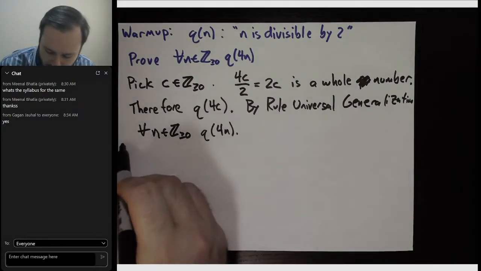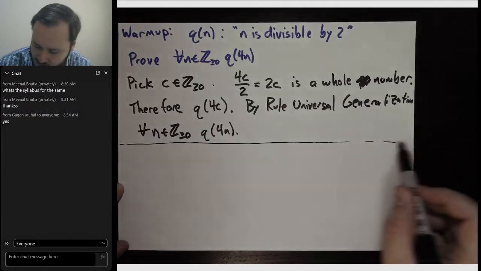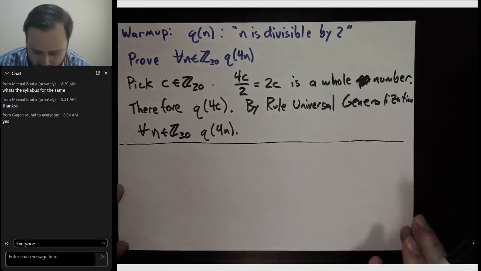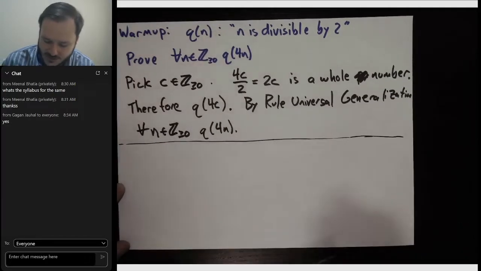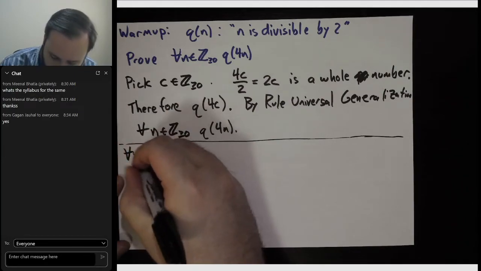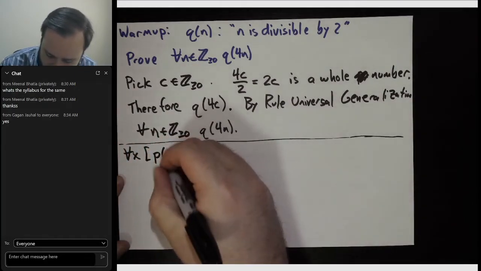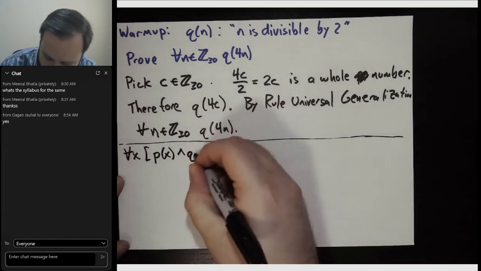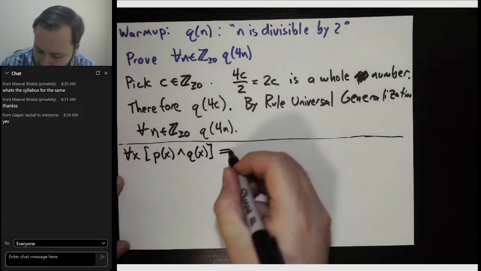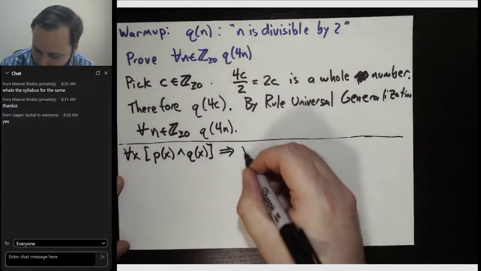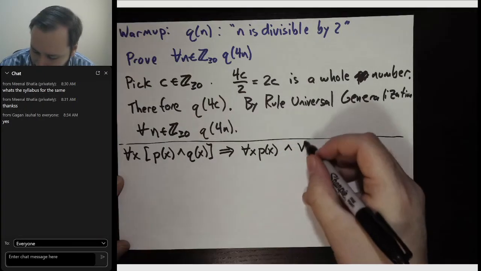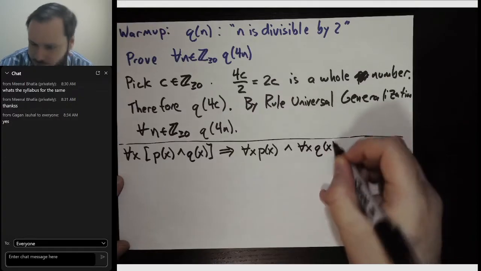So let me do another problem now. This also lets me introduce our second important rule. And this is going to be a formal proof of this statement. So here is the statement. For all x, P of x and Q of x, logically implies for all x, P of x, and for all x, Q of x.